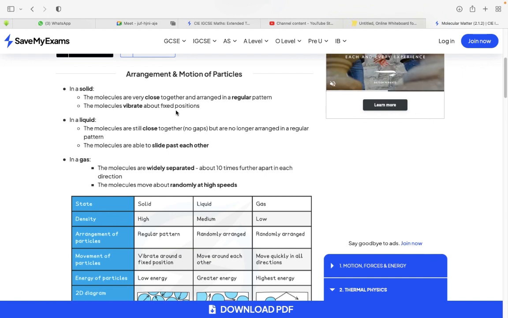So this is what happens in solid. We say the molecules are close together, and they are arranged in a very regular pattern. And then we say these molecules only vibrate about their fixed position. And there are two things that carry this heat energy from one part to another.